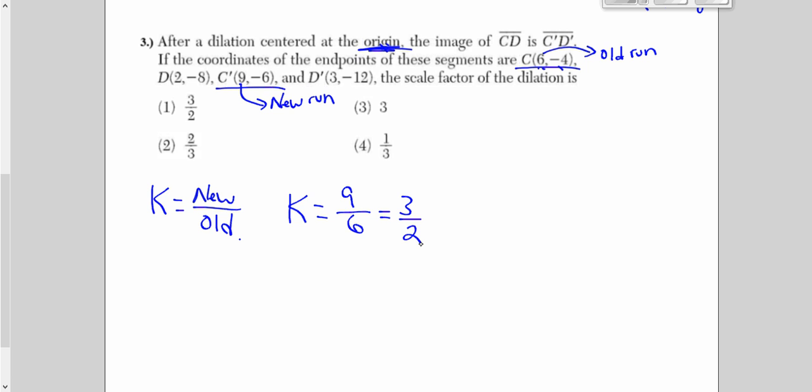Okay? And again, if it wasn't centered at the origin, it'd be a little more complicated, right? You'd have to actually do the subtraction. Does that make sense? Okay. And what else we got? We got a couple more here.